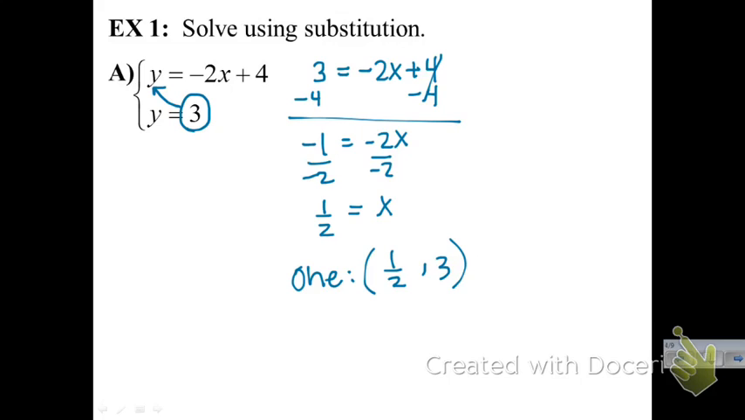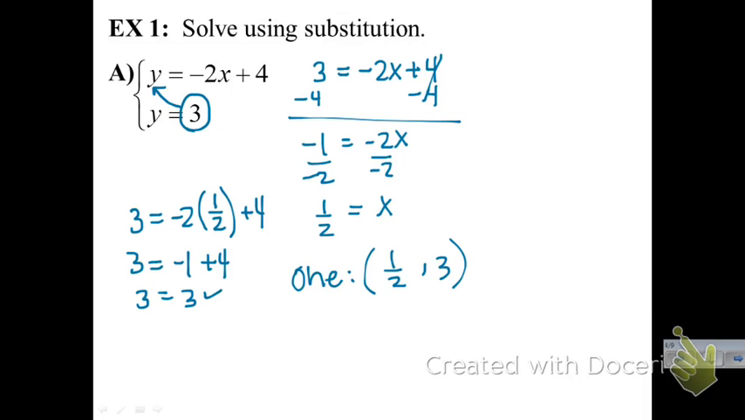And then to check to see if this is correct, remember that you will put those in for x and y. To put it in for x and y, our bottom one, all we can do is put y in, and we know that 3 equals 3. So we'll check the top one. The top one says that 3 equals negative 2 times 1/2 plus 4. So negative 2 times 1/2 is negative 1 plus 4 is 3. So it does check, and we know that that solution is correct.